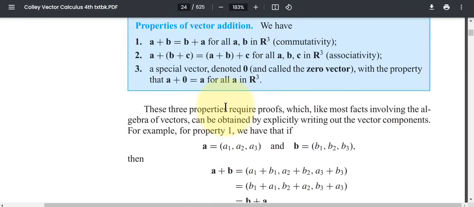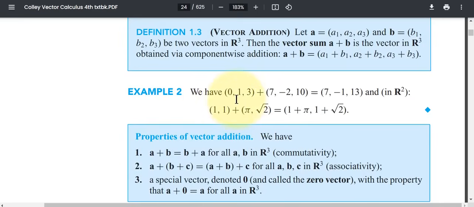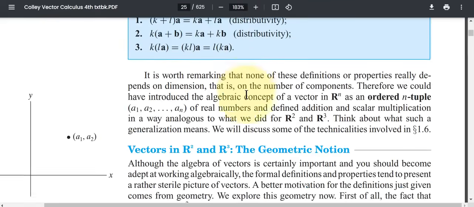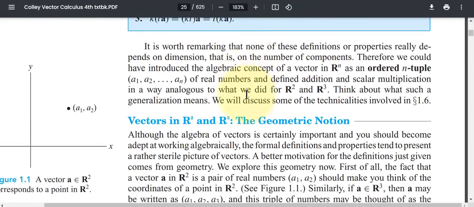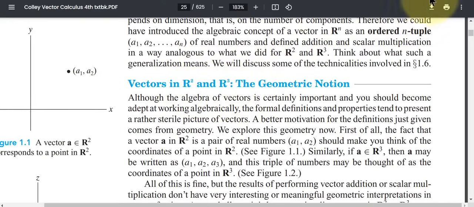So you can probably guess that, if we said this was a vector here, for example, we're going to associate this with a point geometrically, and that's going to have something to do with the representation of this vector geometrically. So it's probably not surprising that here, vectors in R2 and R3, the geometric notion: the fact that a in R2 is a pair of numbers should make you think of the coordinates of a point in R2.